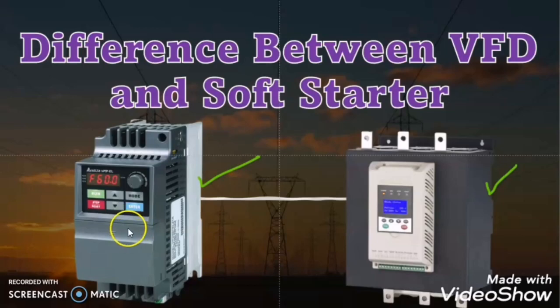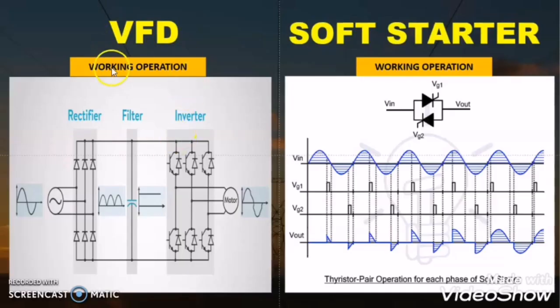So let us first discuss the working operation of VFD, and then we will discuss the working operation of soft starter. In my previous videos of VFD part 1, part 2 and part 3, I covered deeply what VFD is and how it controls the speed of the motor. I will give the link in the description, so watch that video for the deep concept. But here I will discuss the overview of the working operation of VFD and the soft starter.